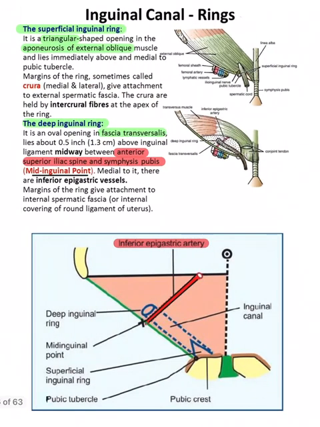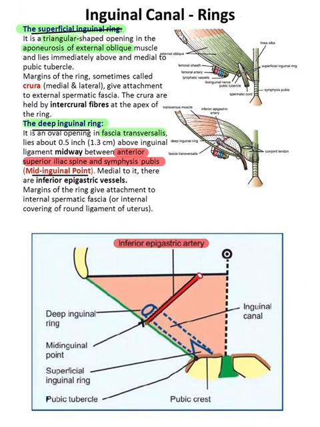So see, first of all we'll talk about the rings, guys. We need to know that there are two types of hernia, guys. One is the indirect hernia and the other one is the direct hernia. So first of all we'll talk about the ring. There is a superficial inguinal ring, guys, and there is a deep inguinal ring, guys. So like we always get confused, guys, either it is a defect in which layer.